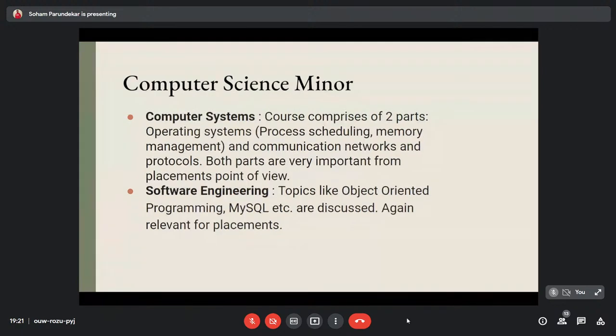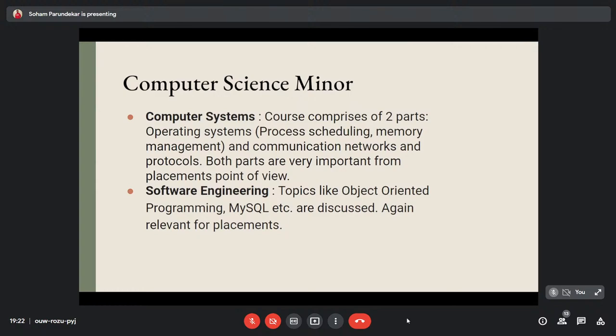The computer systems course has two parts, operating systems and communication networks and protocols. So for the CS and MNC people, these are two separate courses and they are clubbed into one, and that makes it kind of tight for us. Also in the DSNL algorithms course, I forgot to mention, there was the same case in DSNLGO. They are two courses for the CS and MNC people, and for us it's clubbed. So that was also pretty tight. Both parts of the computer systems course are very important from the placement point of view, because in placements they do ask a lot of questions based on operating systems, so it's helpful to know about that.